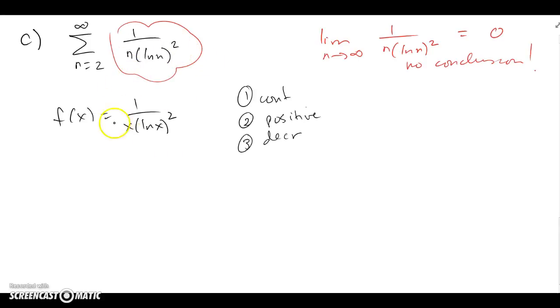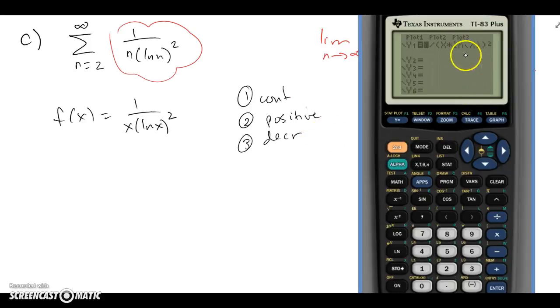So if I compare the series to this function, I have to make sure it's continuous, positive, and decreasing. So we're going to quickly go look at our TI. I'm back in function mode. I have that input into my TI. I'm going to push graph. And I see this graph.